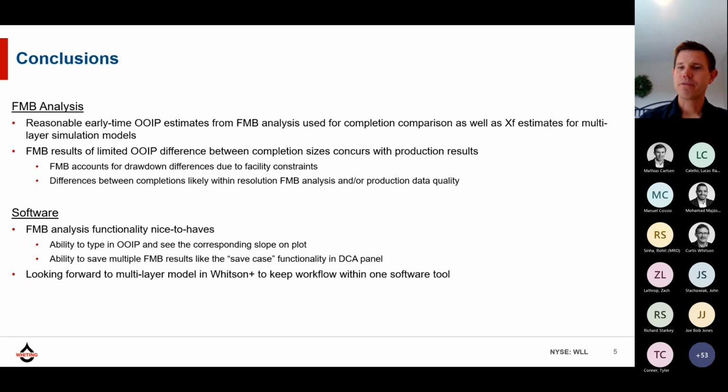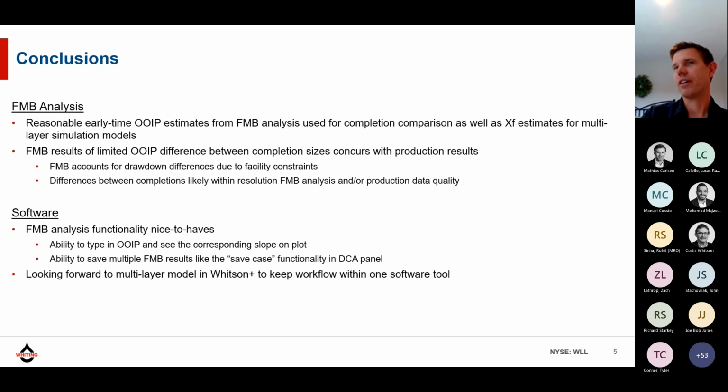I didn't show any production volumes today, but the limited difference in OIP concurs with what we're seeing from the production data that we have for these wells. So that's not inconsistent with that. And therefore, I think the small difference in contacted OIP between these two completion sizes is that the bigger completion may be a little better, but it's probably within the resolution of either the tool or our allocated data, which is always the issue.